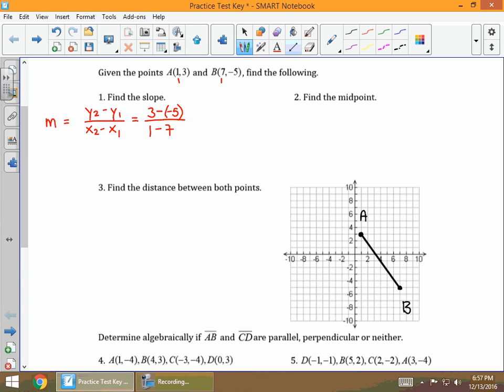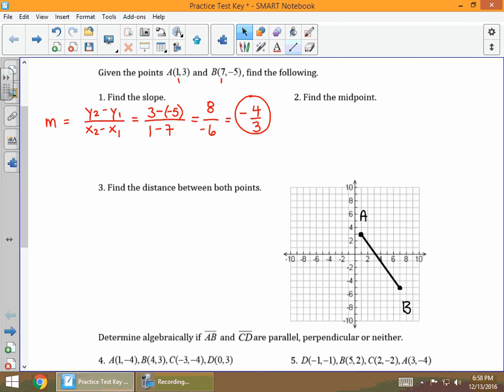And 3 minus -5 is the same thing as 3 plus 5. So that is 8. And 1 minus 7 is -6. Simplifying this, I have a positive divided by a negative, so my answer is going to be negative. And 8 and 6 are both divisible by 2, so 4 over 3. So the slope is -4/3. That is my final answer.